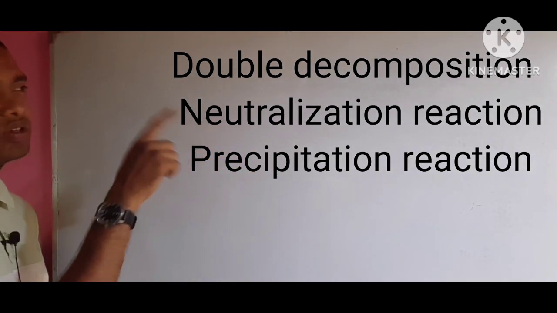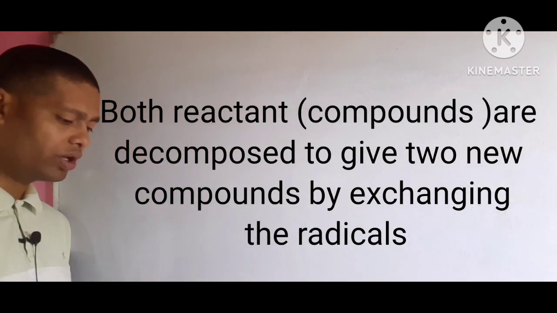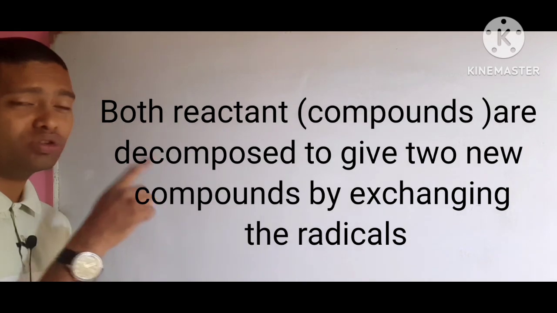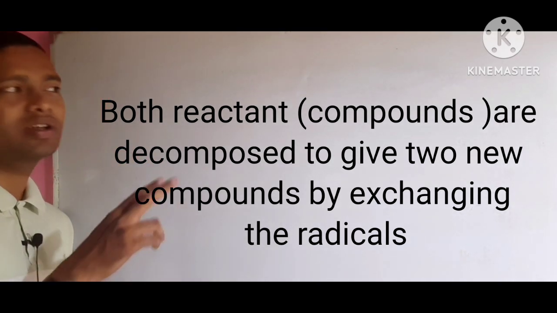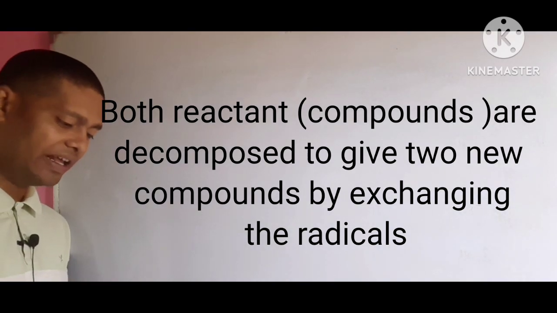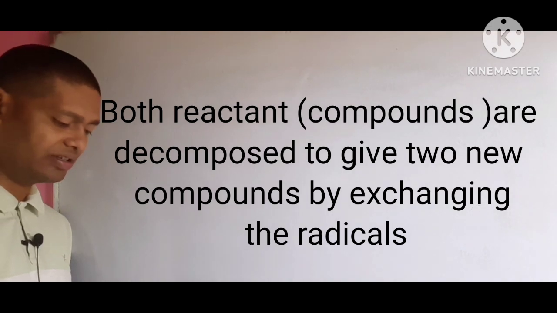Now see the definition of what they're trying to say. Both reactants, in the bracket, are compounds. The reactant compounds decompose to give two new compounds. You will get new compounds on the product side by exchange of their radicals. So they are going to get new compounds on the product side.